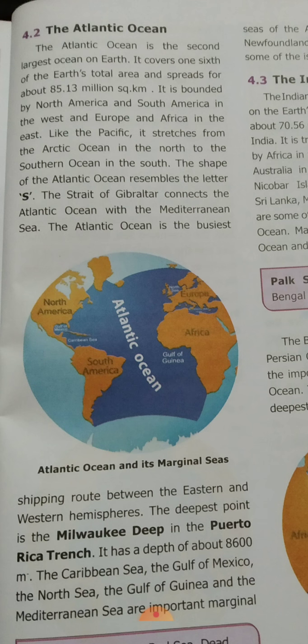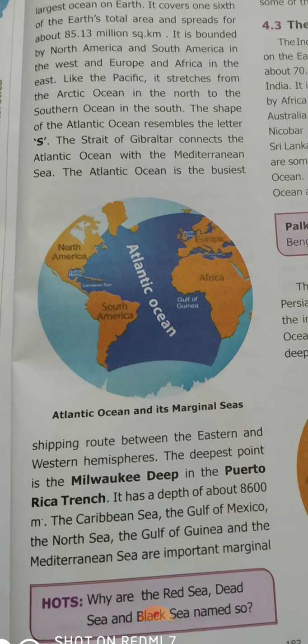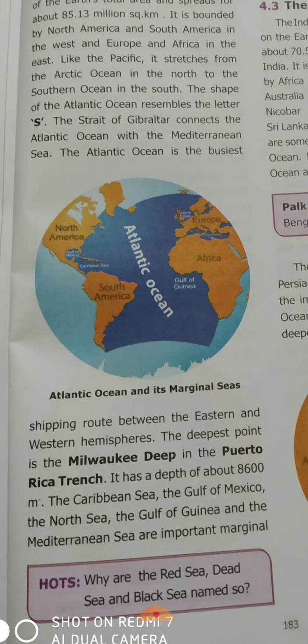The Strait of Gibraltar connects the Atlantic Ocean with the Mediterranean Sea. The Atlantic Ocean is the busiest shipping route between the eastern and the western hemisphere. It is the busiest trade ocean, shipping route between the eastern and western.